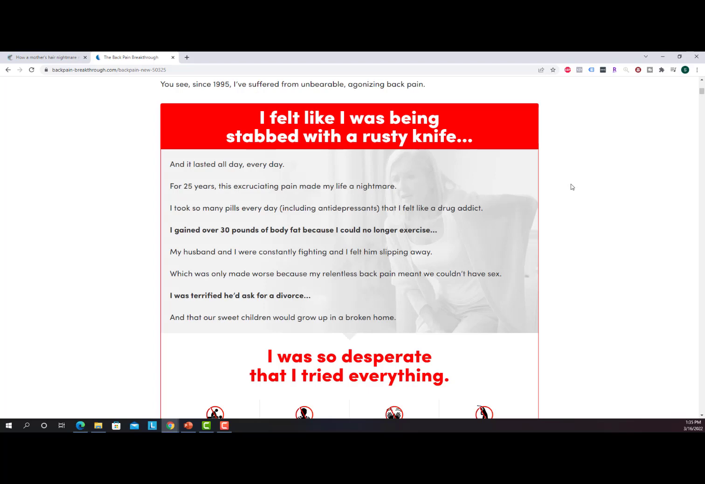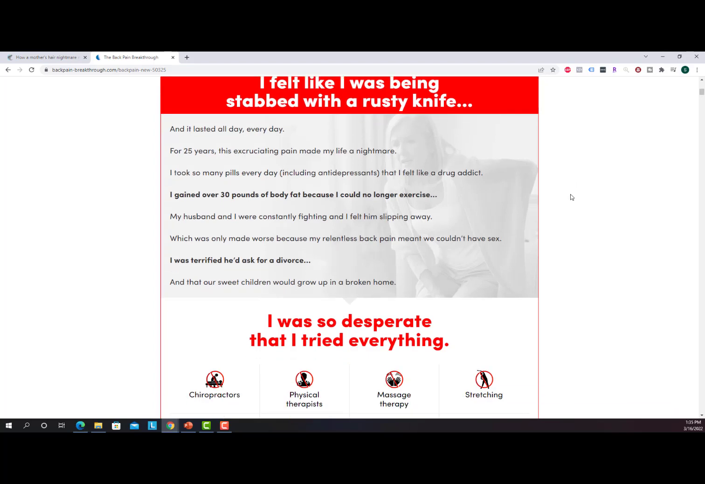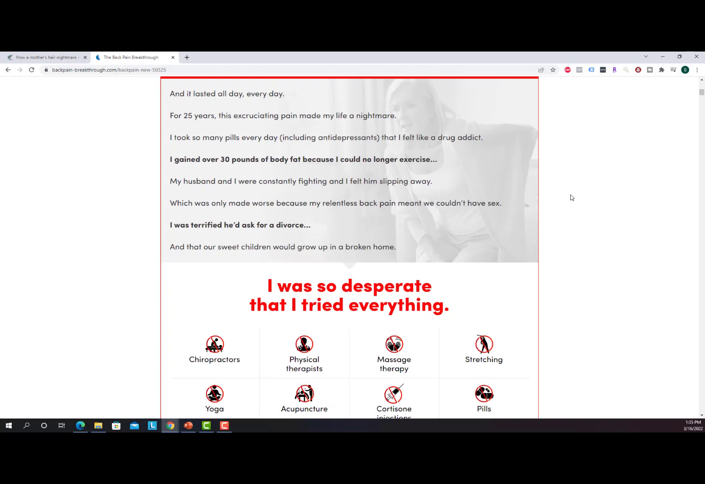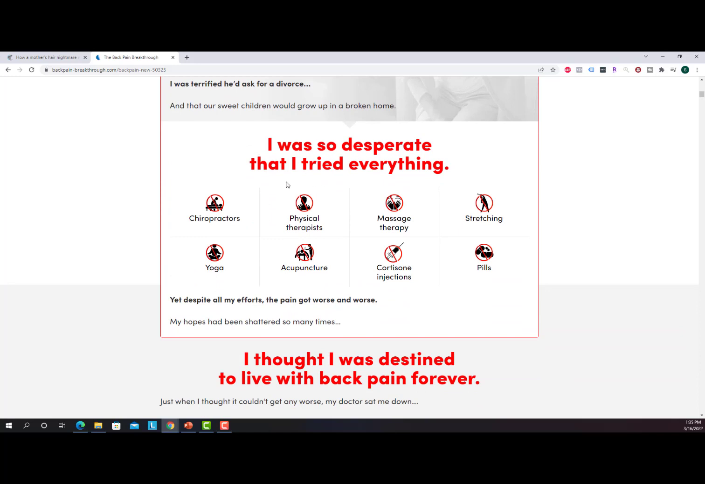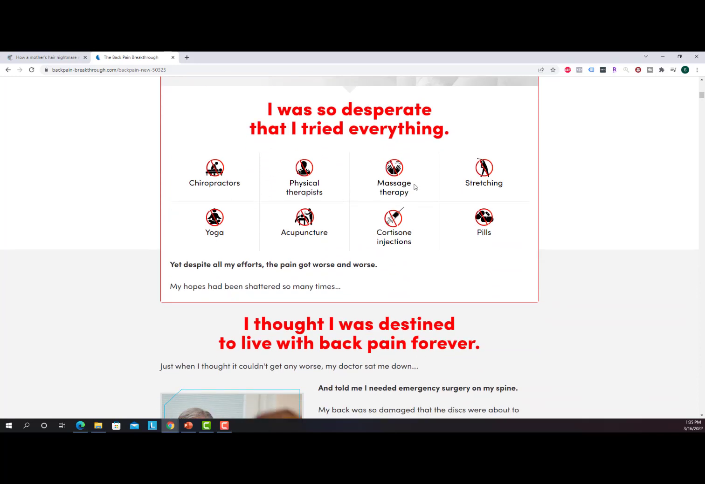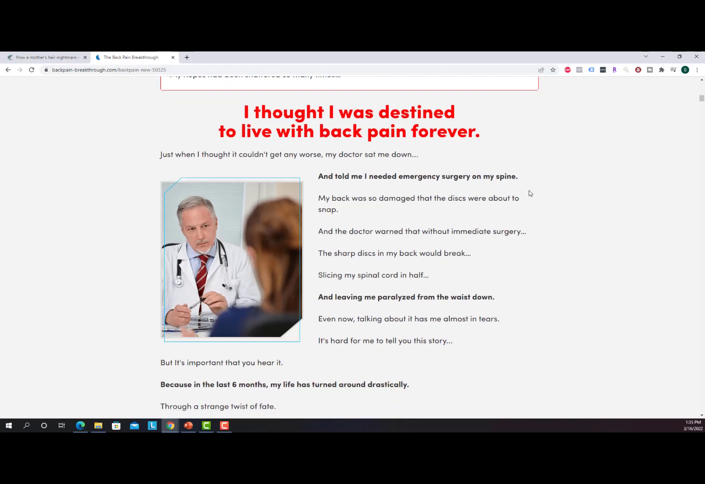I took so many pills. I gained over 30 pounds of body fat. My husband and I, the relationship was falling apart. We were fighting. He was slipping away. I was terrified he'd ask for a divorce. Really rubbing salt into the wounds here now. And that our sweet children would grow up in a broken home. I was so desperate that I tried everything. Literally, this could be the experience of one of the readers, no doubt. And then it gets into the story. Just when I thought I couldn't get any worse, my doctor sat me down and told me I needed emergency surgery on my spine.